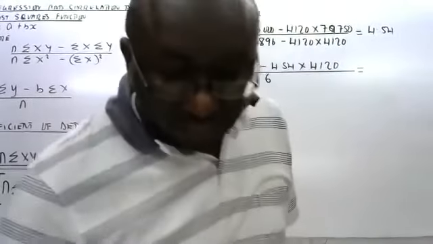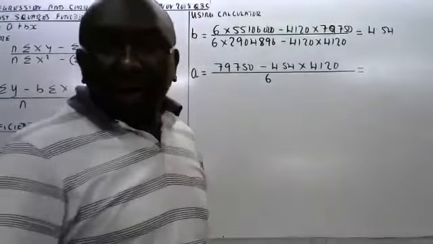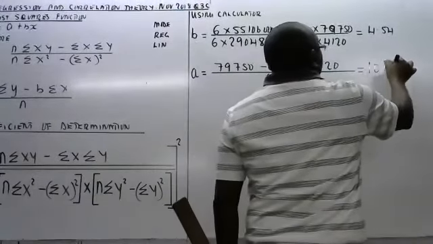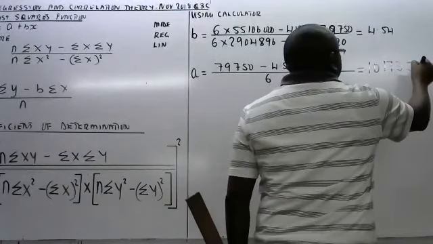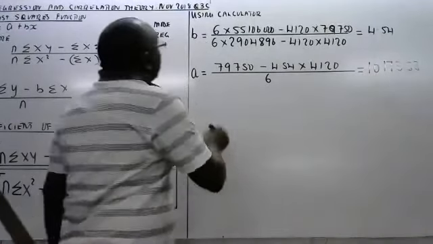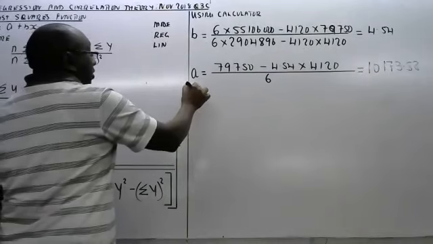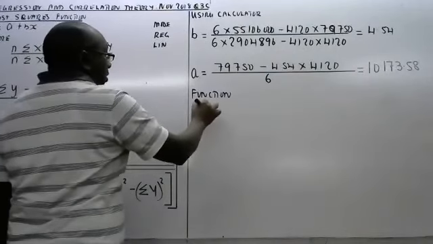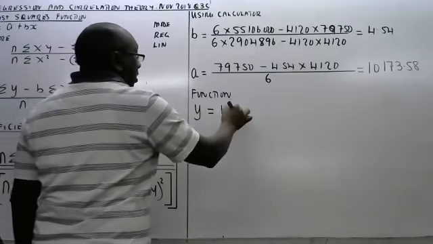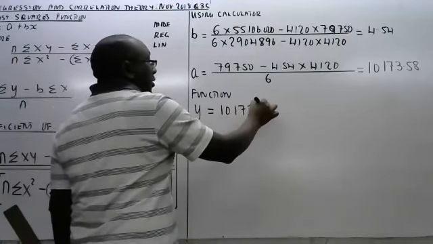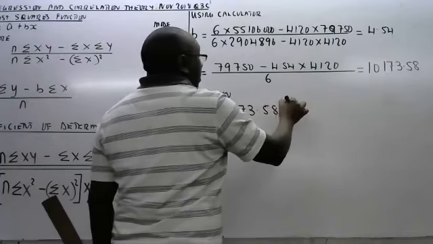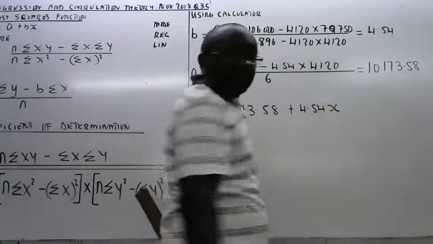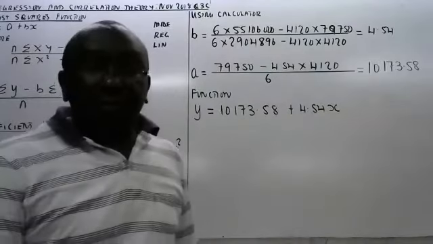10,173.58. So the function will therefore be y equals 10,173.58 plus 4.54x. That is the function.